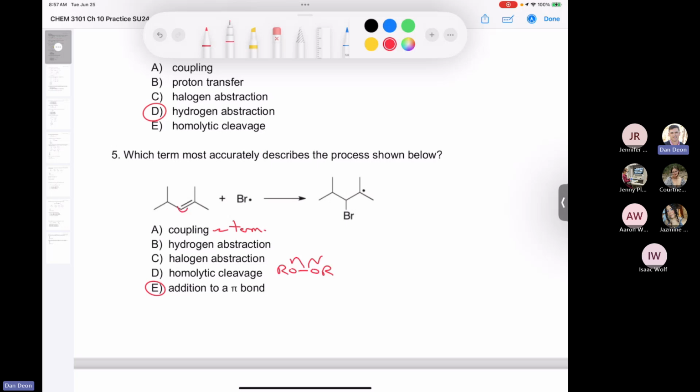We see that we're forming a bond between the carbon here and the bromine radical, and then we're forming a new radical. And so this is an addition reaction, addition to a pi bond.